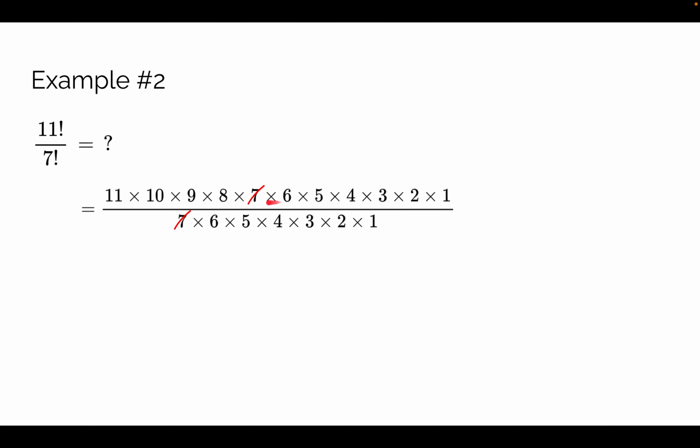Next, there's a 6 here and a 6 here, so we can divide both of those out. There's a 5 here and a 5 here, so let's divide those out too. A 4 here and a 4 here, and a 3 here and a 3 here, and a 2 here and a 2 here, and anything multiplied by 1 is that number itself, so we can also cross out these two ones.